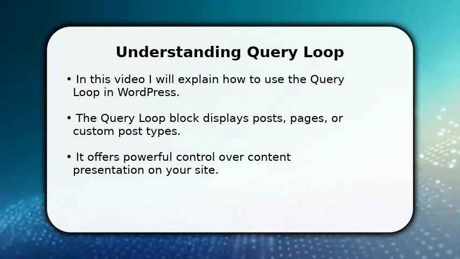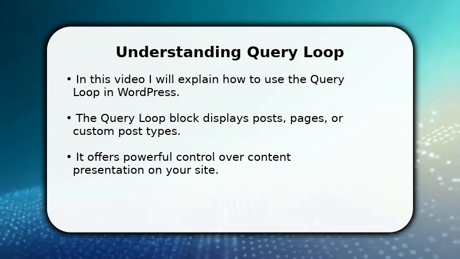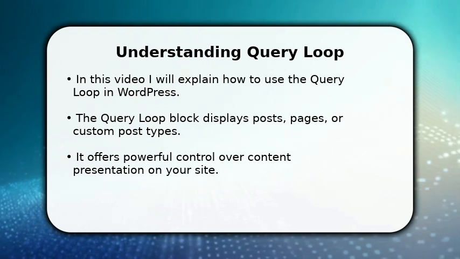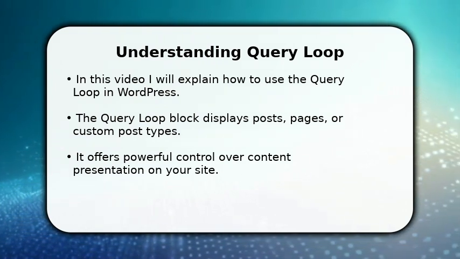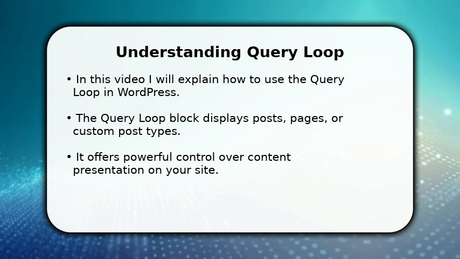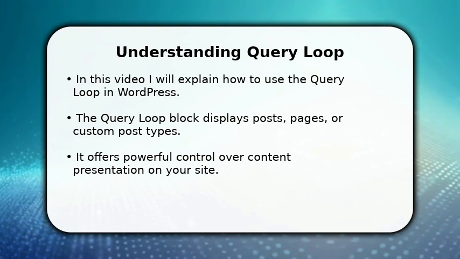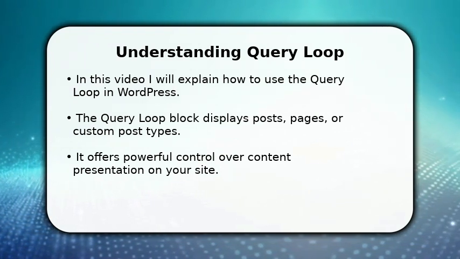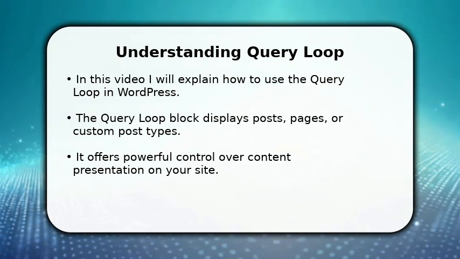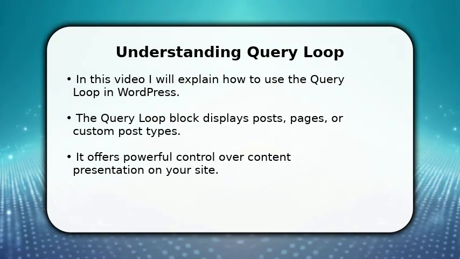In this video I will explain how to use the query loop in WordPress. This incredibly versatile block allows you to display a list of posts, pages, or any custom post type on your website. It gives you powerful control over how your content is presented, letting you create dynamic sections. You can easily customize the layouts, apply various filters, and set specific sorting options to perfectly match your site's design and content strategy. It's a fantastic tool for showcasing your content.